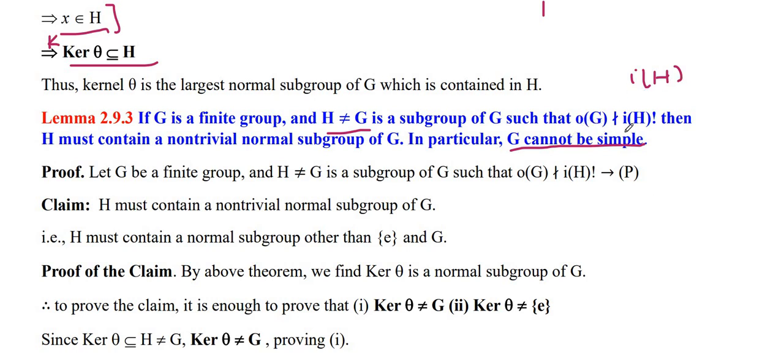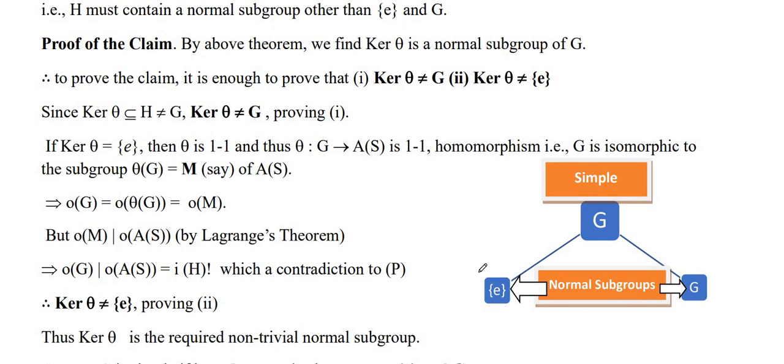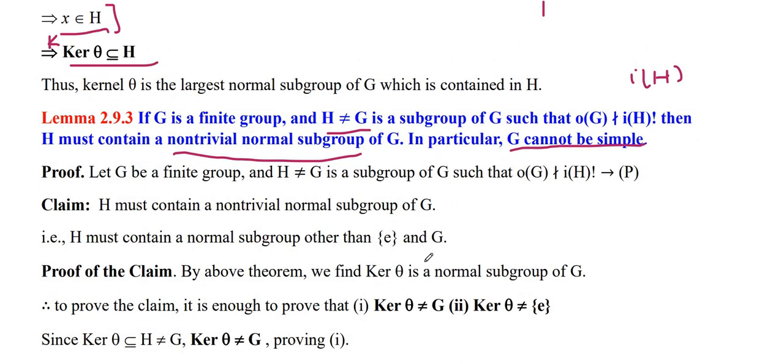So if order of G does not divide IH factorial, then H must contain a non-trivial normal subgroup of G. So H must contain a non-trivial normal subgroup of G. In particular, G cannot be simple. So if it has a non-trivial normal subgroup, because we have the trivial subgroups to be only these two. So other than this, your G should not have for it to be simple.